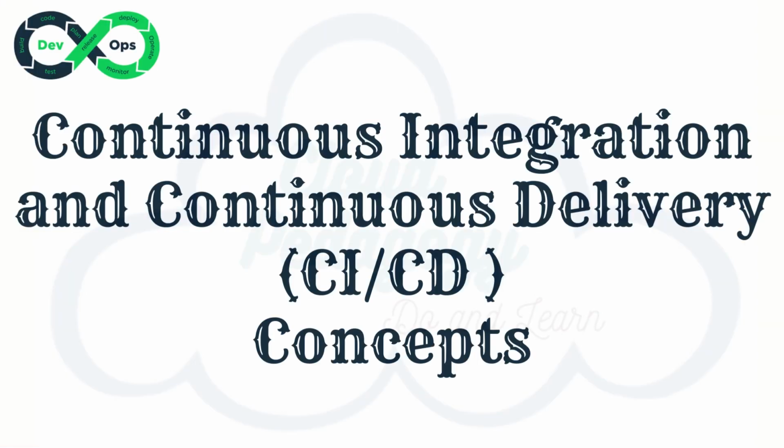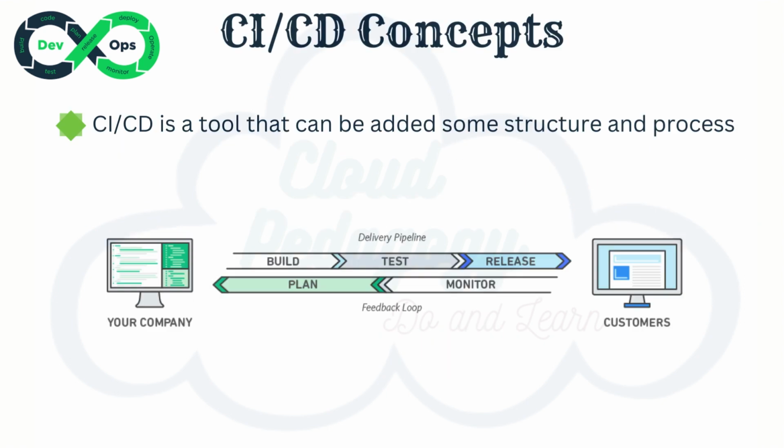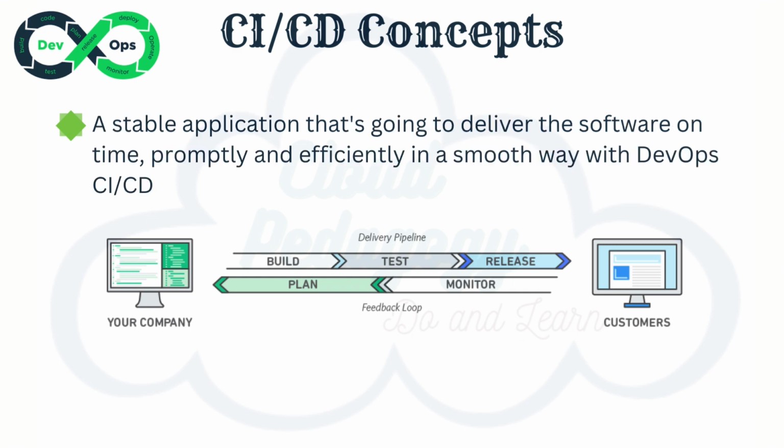Let's take a little deeper dive into CICD, which is continuous integration and continuous delivery concepts. So CICD is a tool by which we can add some structure and process. In a sense, it can be a structured approach for implementing DevOps. It can be pictured as a pipeline where new code is submitted on one end, tested over a series of stages like source, build, test, staging, and production, and then published as production-ready code. A stable application that's going to deliver that software on time, promptly, and efficiently.